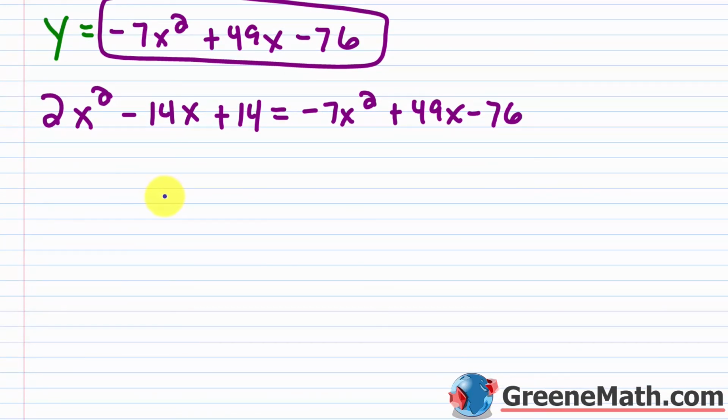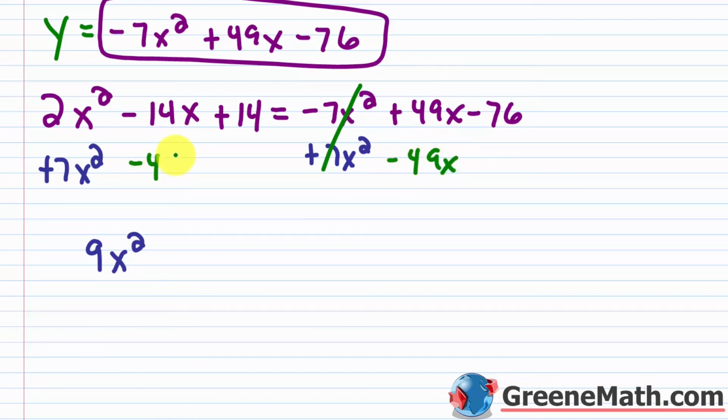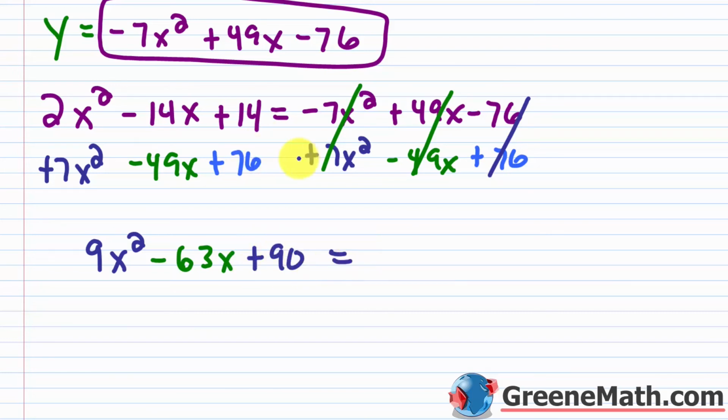So we'll say that we have what? If I add 7x squared to both sides, I'm going to have 9x squared right here. And let's go ahead and just cancel that out. I'm going to subtract 49x away from each side of the equation. So let's cancel that out there. And if I did negative 14x minus 49x, I would get negative 63x. So let's put minus 63x here. And then lastly, let's go ahead and add 76 to both sides of the equation. And I just want to strike that out real quick. So 14 plus 76 is going to give me 90. And of course, on this side, everything's canceled, so it's a 0. Okay, so this is equal to 0.